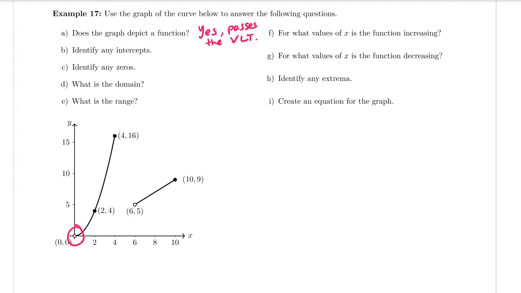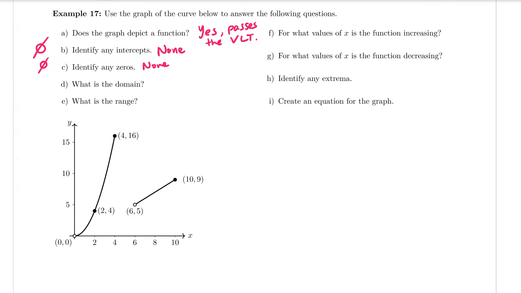Identify any intercepts in part B. Notice that there is an open circle right here, and so that means that our graph does not go through that point or ordered pair. This tells us that there are no intercepts. There are no x-intercepts and there are no y-intercepts. So I could write the word none. An alternative is we could use the empty set, which is a circle with a diagonal slash through it. And then C says identify any zeros. Again, there are none since we have no x-intercepts, or we could use the empty set again.